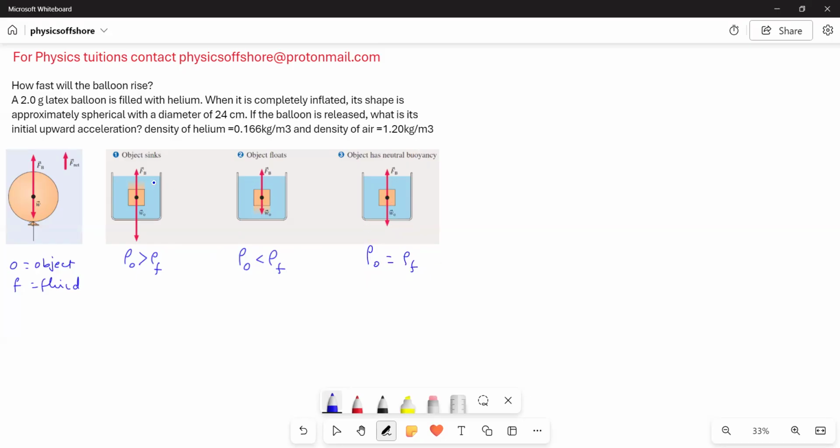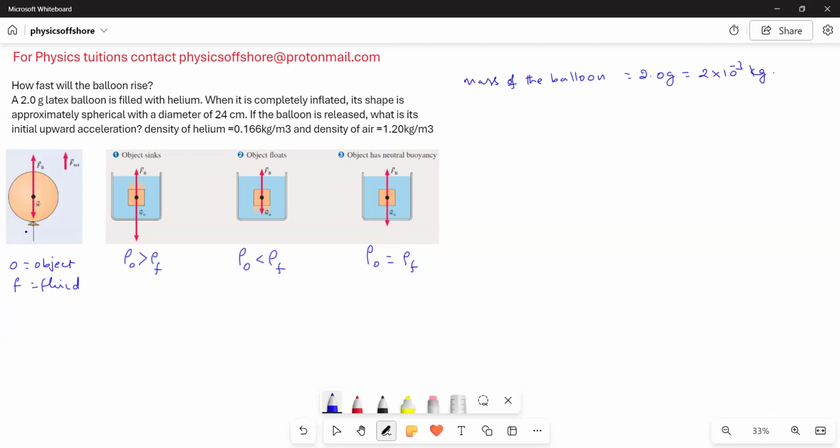Here you are seeing the case of solid and liquid, but it is applicable for all the fluids. That means even for the gases also. How it will be, we will see with a numerical example here. Here the mass of the balloon, latex balloon, is given to us. Mass of the balloon is 2 grams, that means 2 times 10 to the power of negative 3 kilograms.